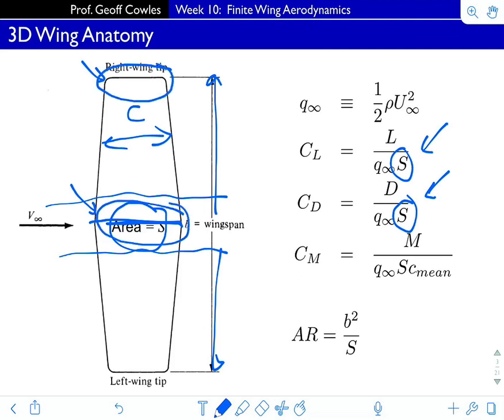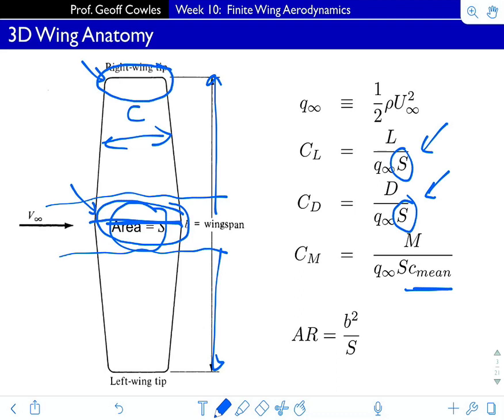That's the taper ratio. A taper ratio of 1 is a rectangular wing. It doesn't taper. Some wings are tapered. If it's constant taper, the mean chord is just the average of the root and the wingtip chords. That mean chord we might use, for example, for a Reynolds number calculation to represent an average foil along the span. The moment coefficient needs an additional length scale. We use the mean chord for that length scale.